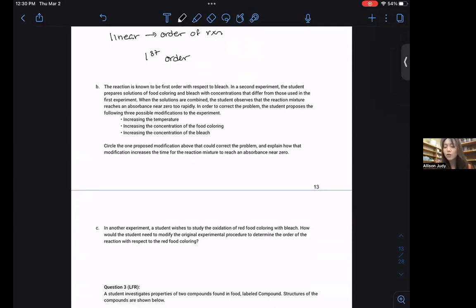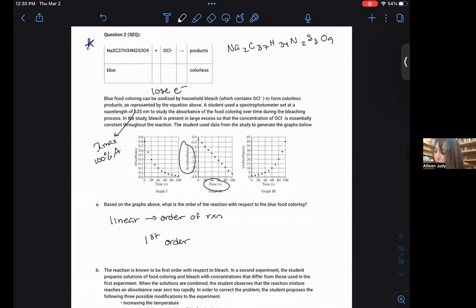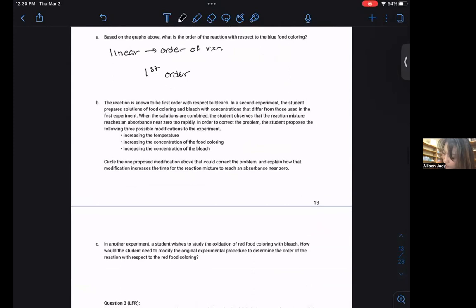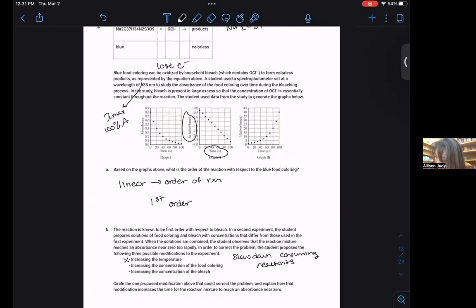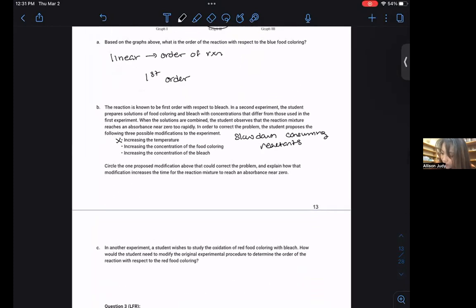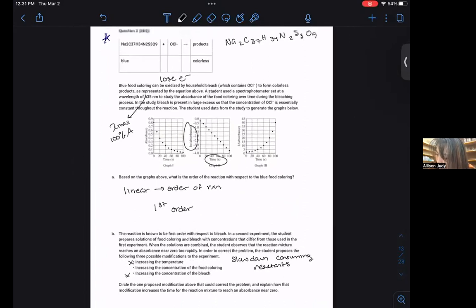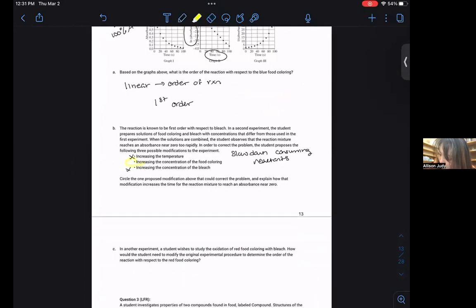So how do we slow down that process of creating product, which is going to create a colorless solution? Or sorry, how do we slow down the process of consuming reactant? So here we're trying to slow down consuming reactants. If we increase the temperature, it actually speeds up the reaction rate, so we don't want that. And if we increase the concentration of the bleach, that does not help us because that would increase the reaction rate. So what we instead want to do is increase the concentration of the food coloring itself so we can have a more accurate account for all particles.